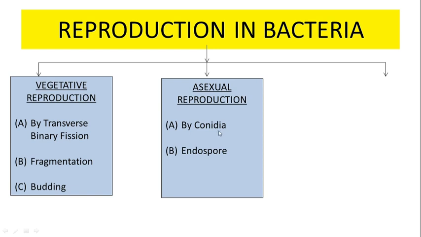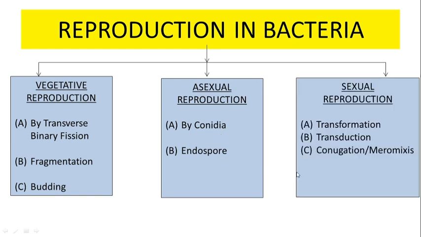Asexual reproduction includes conidia and endospore. Sexual reproduction includes transformation, transduction and conjugation. So let us see the first type.